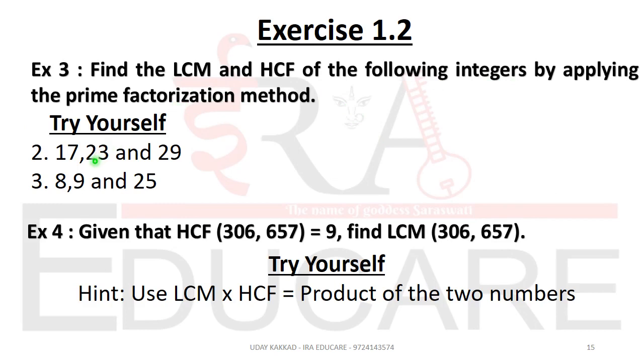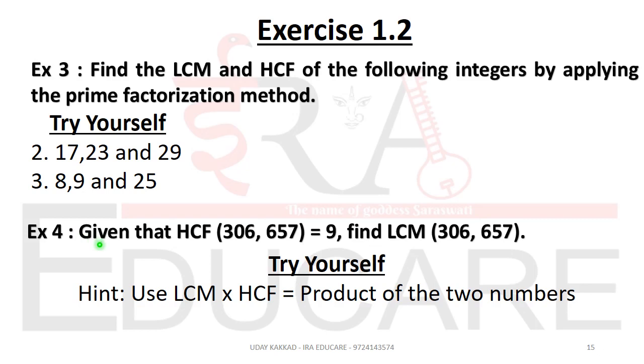So 17, 23 and 29. Look, these all are prime numbers, so they cannot be further divided. So the LCM is 17 multiplied by 23 multiplied by 29, and the HCF is 1 because they have no common factors, only 1 is the common factor, that's why the HCF is only 1. You can use this prime factorization method also.